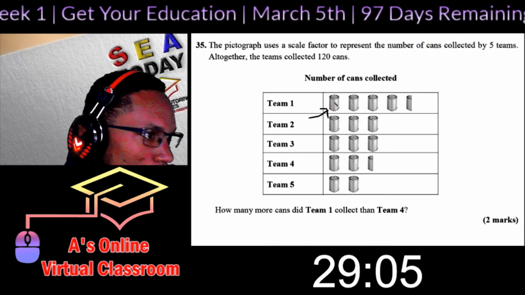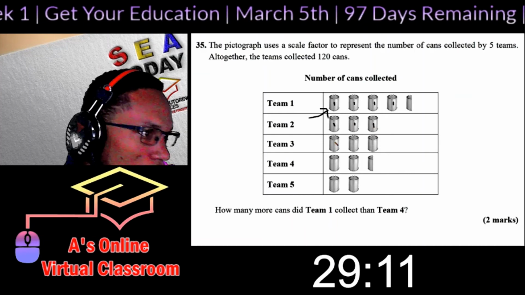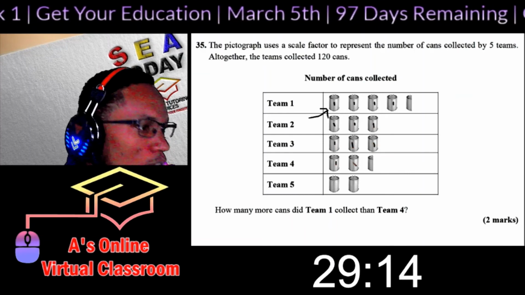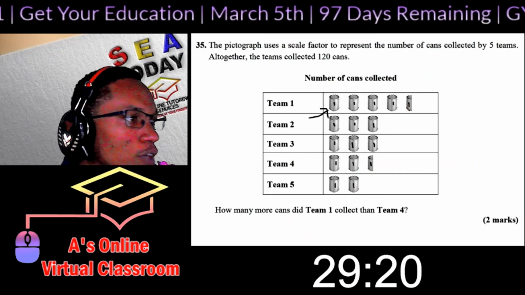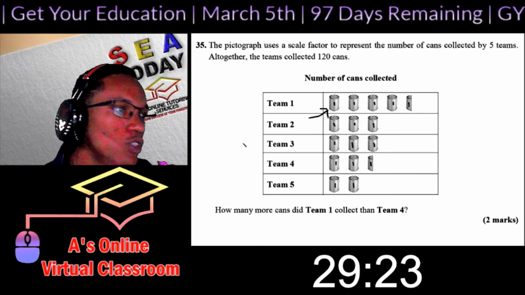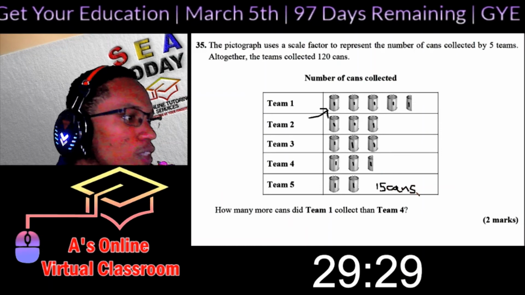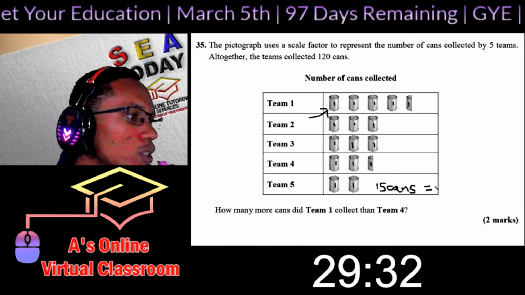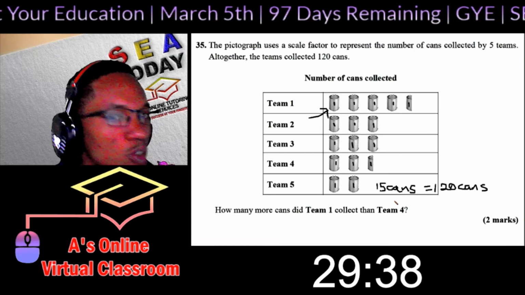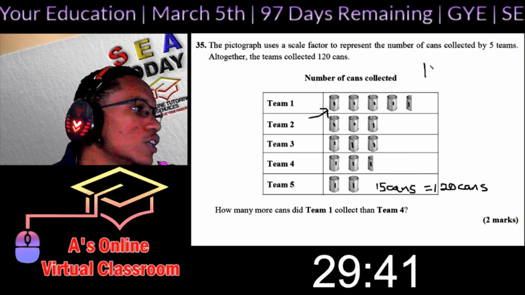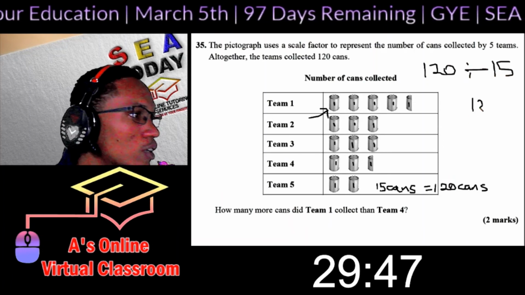So we have 1, 2, 3, 4, 5, 6, 7, 8, 9, 10, 11, 12, 13, 14, and we have half and a half. Half and half comes together to make one whole, so in total we have 15 cans. So these 15 cans supposed to represent 120 cans. So how will we find out what is one can? Well, 120 divided by 15. So we're going to do that long division here.